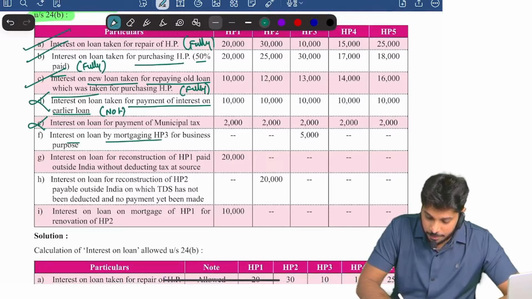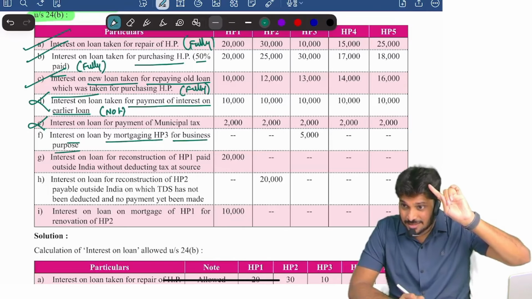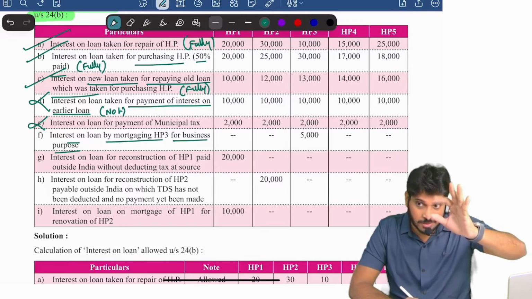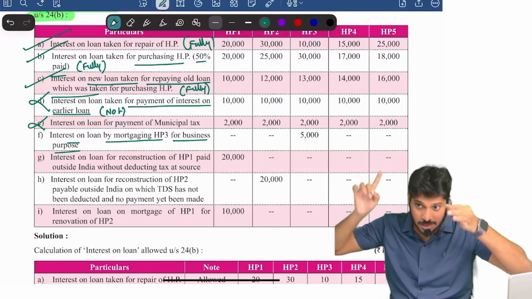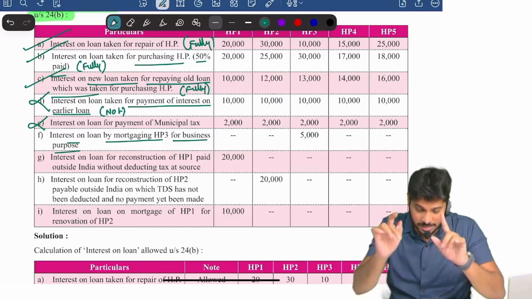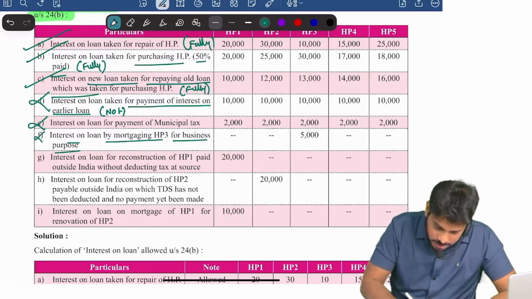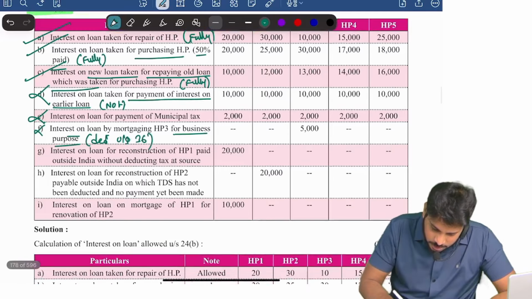Interest on loan by mortgage of house property 3 for business purpose. That's a business interest. Because you got the loan for business purpose, that interest amount you will claim as deduction under PGBP, because the loan is used not for purchase, construction, repair, renovation or reconstruction of the property. Correct? Not allowed under house property. This is allowed as deduction under section 36.